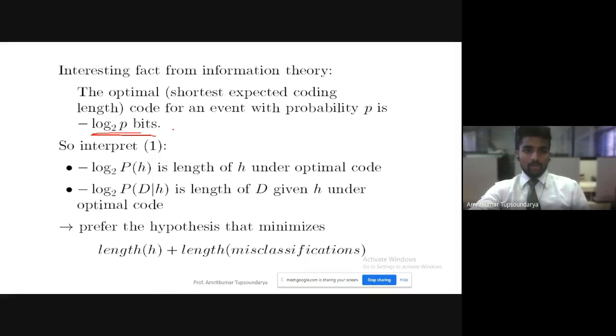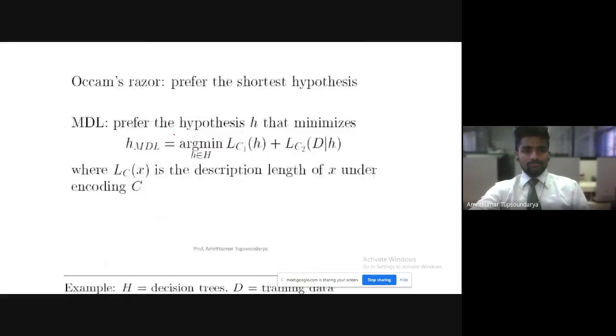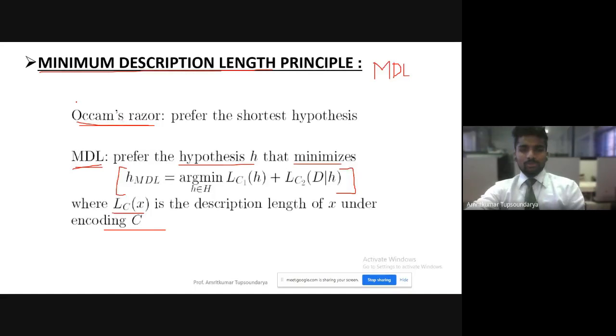Let me take you back to that slide. So the minimum description length principle, as I mentioned, falls on the ground of Occam's razor, which says prefer the shortest hypothesis, and the MDL principle, which is the minimum description length principle, also prefers the hypothesis H that has the minimum description length.